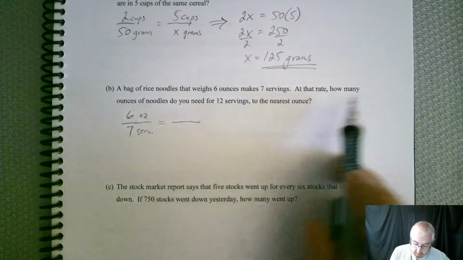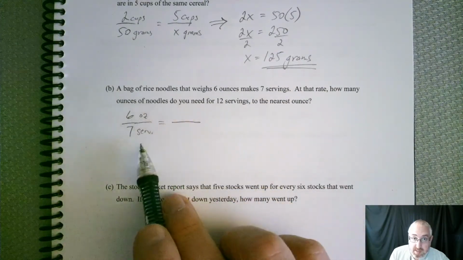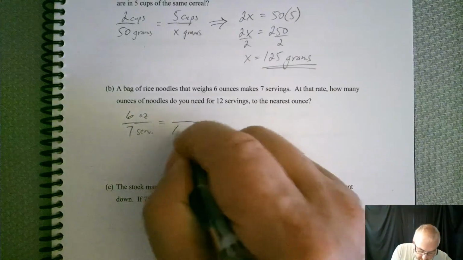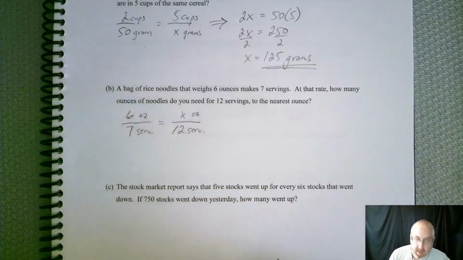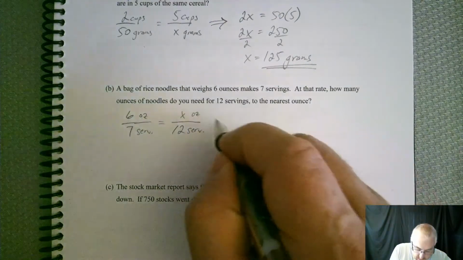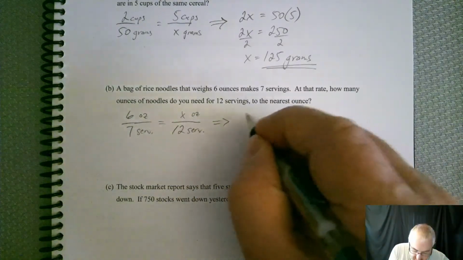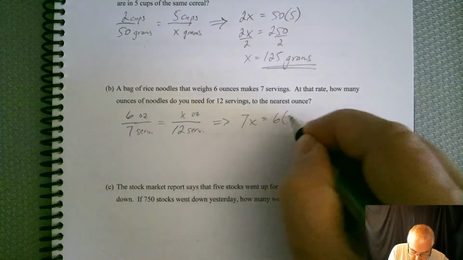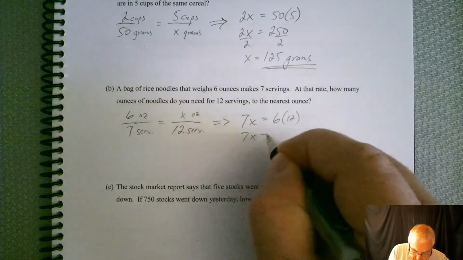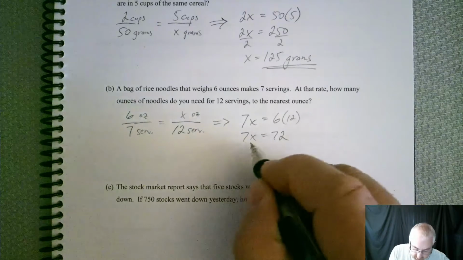So now, okay, at that rate, how many ounces of noodles do you need for 12 servings? So we already know the servings is on the bottom, so the 12 is going to have to go on the bottom over here. And we don't know how many ounces goes on top. But we're going to find out. So let's cross multiply again. Let's do our x first. So we're going to have 7 times x, and then 6 times 12. And we know 6 times 12 better be 72, right? And then we can divide by 7.